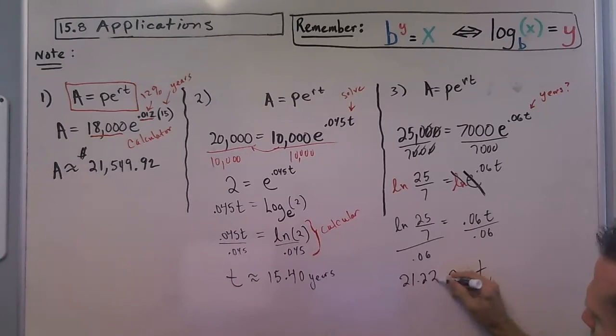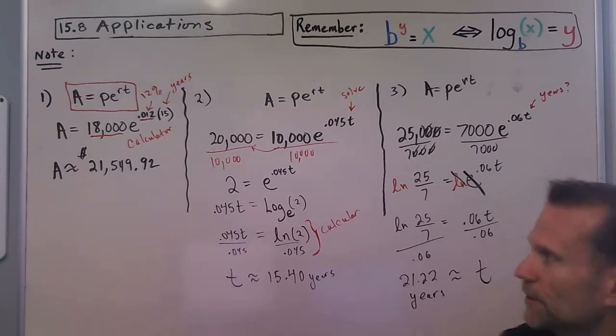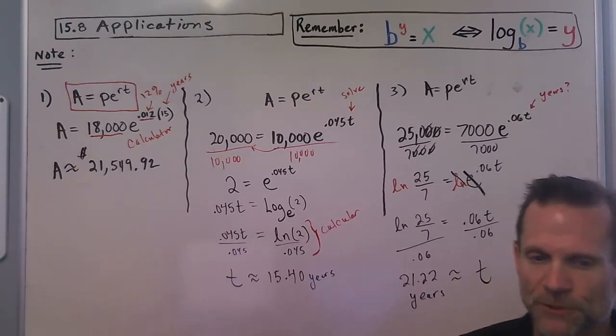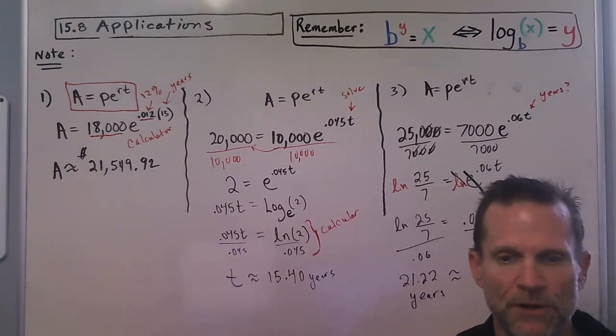21.22 years. Okay. So you see slightly varying methods here. Hopefully you can practice both of those and get familiar with both of those. So that's 3 application problems. We'll move on and look at a few more.